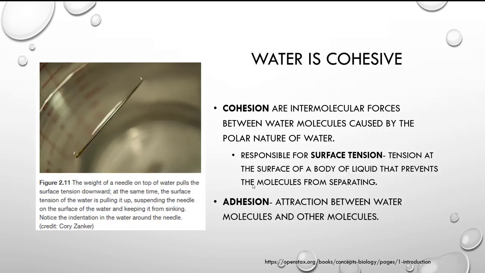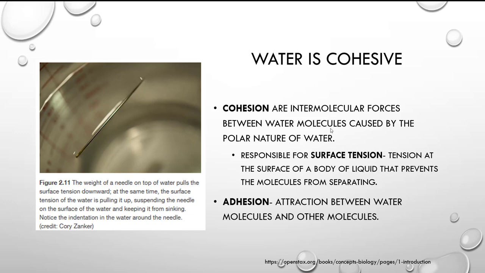Another property of water is that water is cohesive. So what is cohesion? So cohesive or cohesion basically means that water molecules, since they are polar in nature, they're going to be attracted to each other, okay? They're going to cling to each other. So cohesion means like clinging to each other. So intermolecular forces between water molecules. So they're clinging to each other. They hold on to each other.